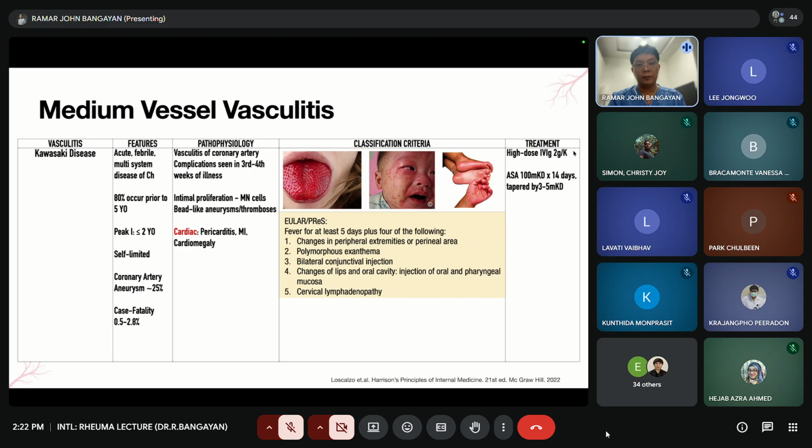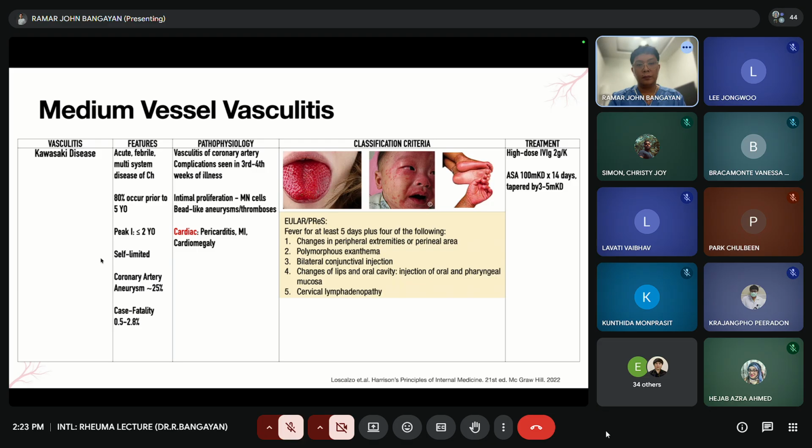So you give high dose IVIG and aspirin. Imagine 100 mg/kg/day. How much aspirin would you give for these patients? And then tapered to 3 to 5 mg/kg/day. Okay, so why would you give aspirin? Owing to the fact that aspirin is an anti-inflammatory, it's an NSAID, and it has cardioprotection. Question, I will not include this in the exam because Kawasaki disease is part of your pediatric cardiology. At least you know that Kawasaki disease is actually a vasculitis.